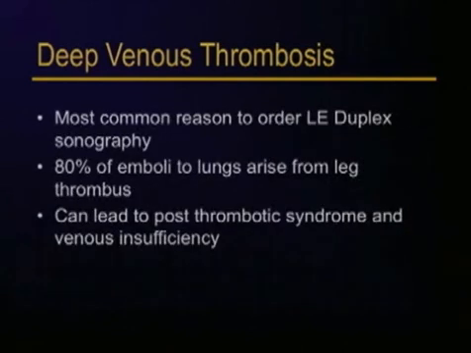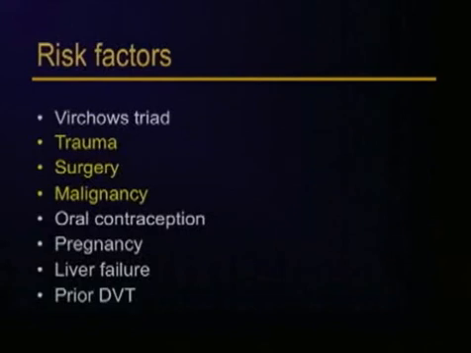Deep venous thrombosis is the most common reason to order lower extremity duplex sonography. 80% of emboli to lungs arise from leg thrombus. And not only that, in those that may or may not have pulmonary embolism, it can lead to post-thrombotic syndrome and venous insufficiency. Now here's a list of the risk factors. The top three that I wanted to point to are trauma, surgery, and malignancy, because protocols or practices may vary in this population.